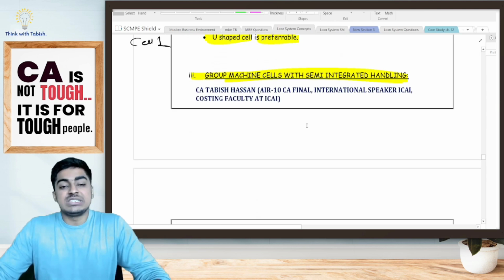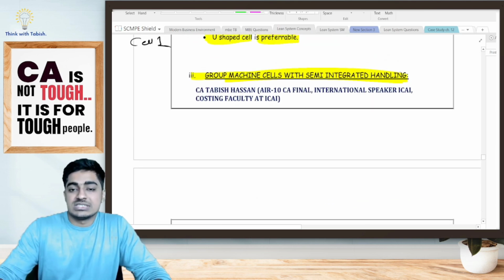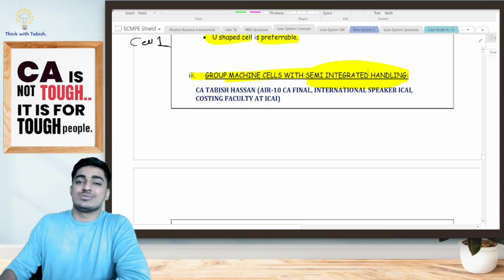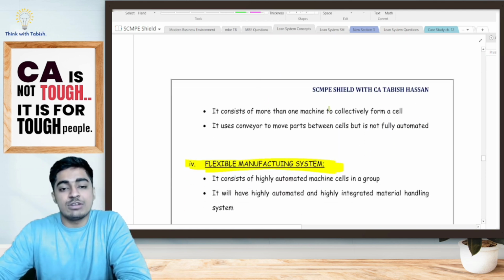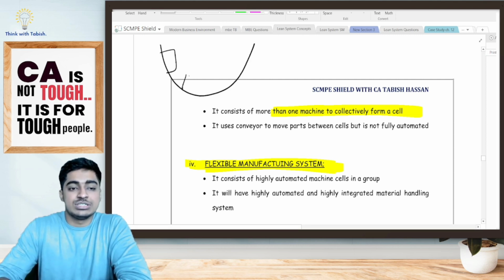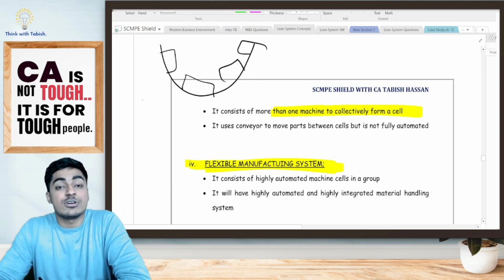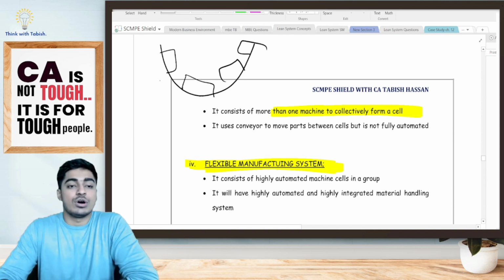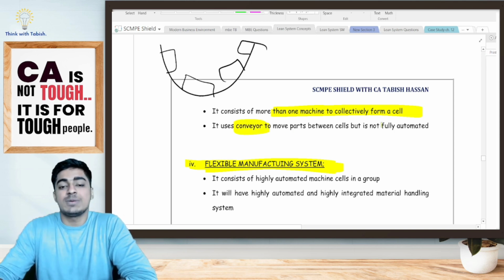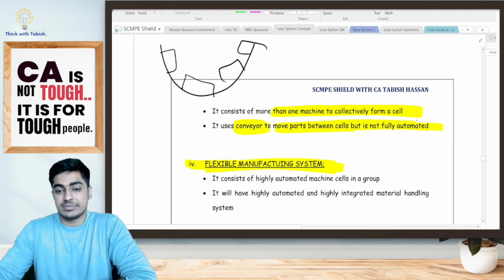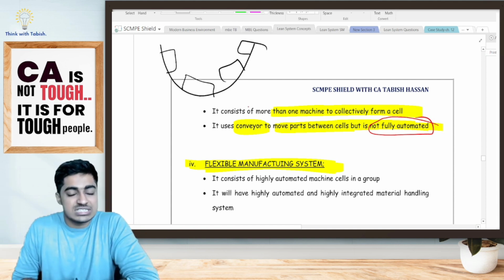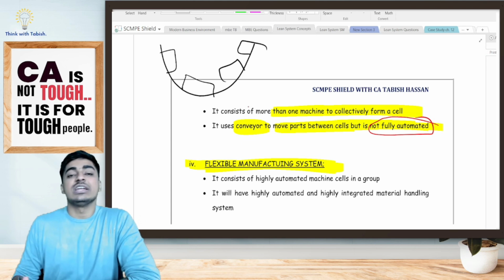Third, group machine cells with semi-integrated handling. What is this? Semi-integrated. It's not manual, but at the same time, it's not fully automatic either. It consists of more than one machine collectively forming a cell. Again, same thing: machine 1, machine 2, machine 3, machine 4. Four machines are forming a cell. Now, how do we move the goods between one machine and the other? We are using a conveyor belt to move the part between machines, but it is not fully automated.